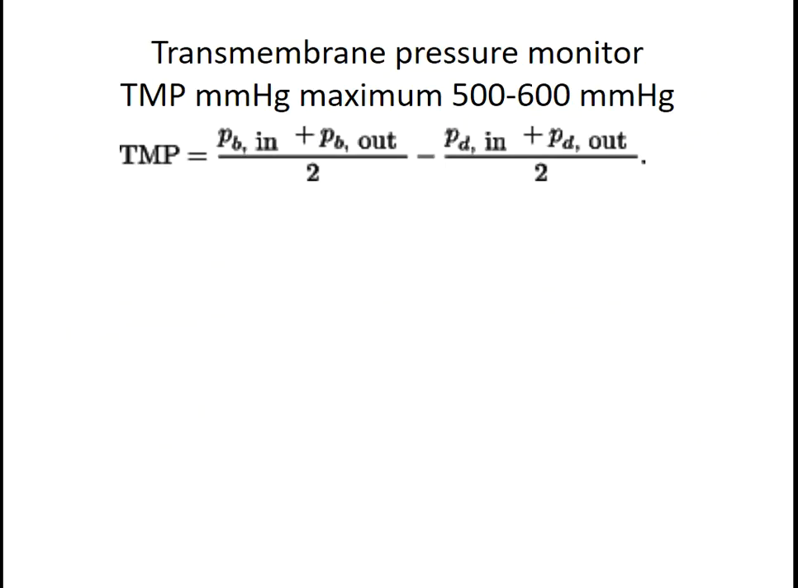Transmembrane pressure monitor. The maximum that can be achieved is around 500 millimeters of mercury. Otherwise, the fibers can rupture. It's calculated internally inside the hemodialysis machine system by two forces, the blood force and the dialysate force, controlling the pressure of the blood inlet and the pressure of the blood outlet, so we have the mean, as well as the pressure of the dialysate inlet and the pressure of the dialysate outlet and the mean.